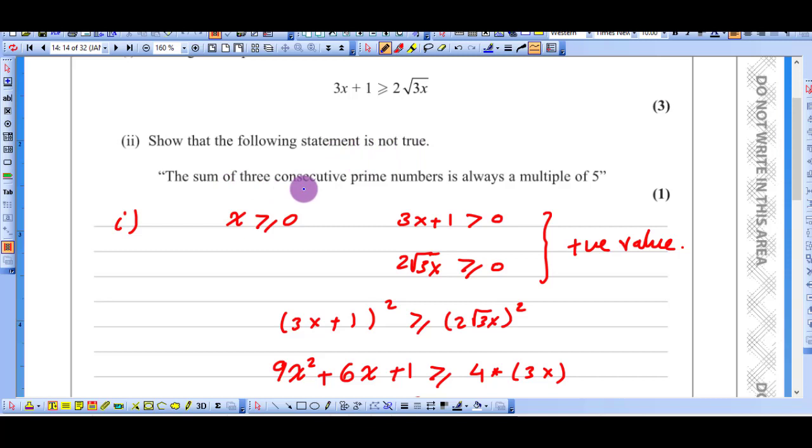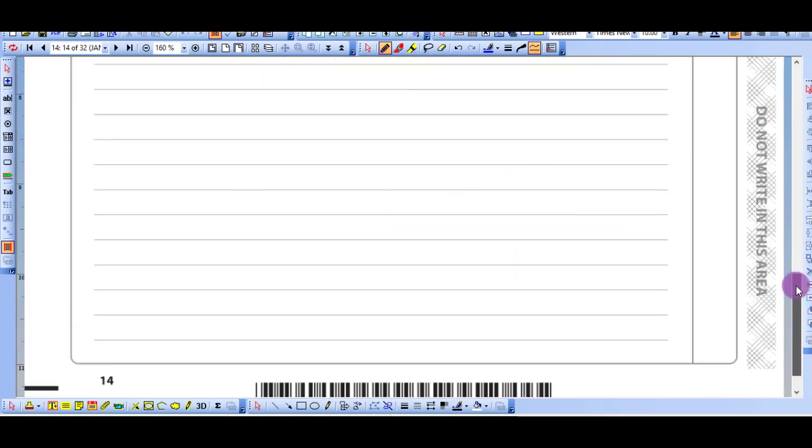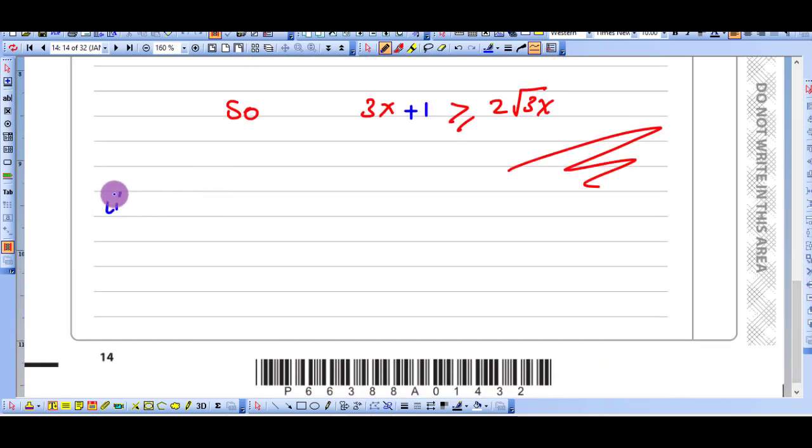The sum of three consecutive prime numbers is always a multiple of 5. It's only 1 mark. So we need only to prove that the statement is wrong, only one example. Okay. So let us start to do this part. So this is part double I. The prime numbers we have are 2, 3, 5, 7, 11, and 13. For us it's enough to have 3 of these numbers whose summation is not divisible by 5.